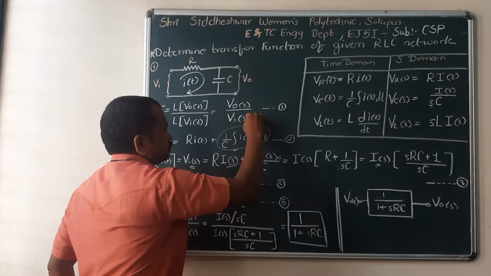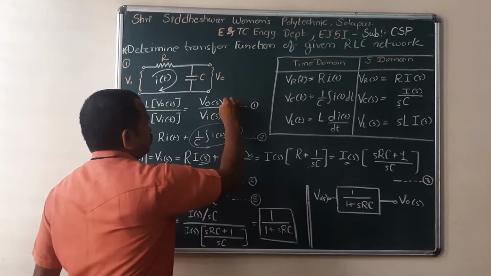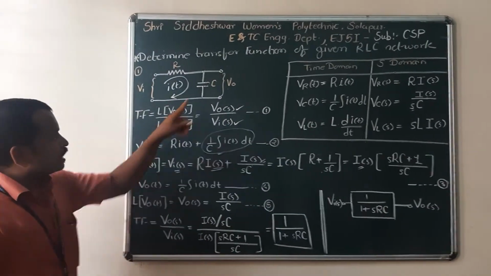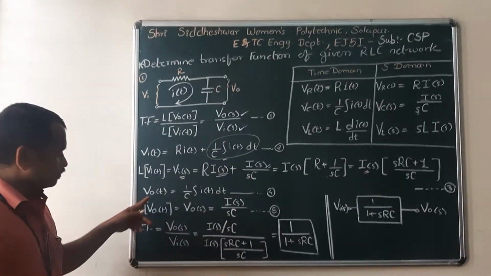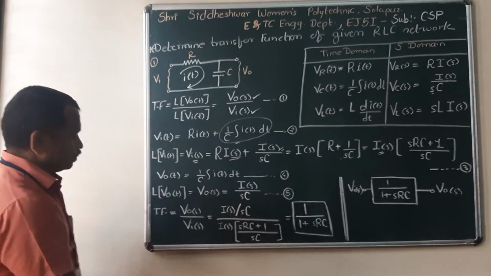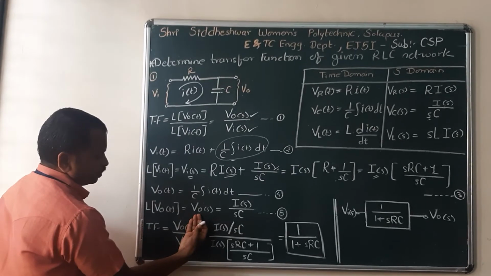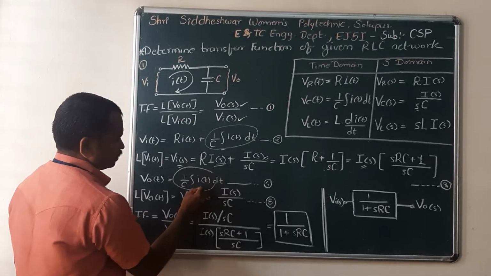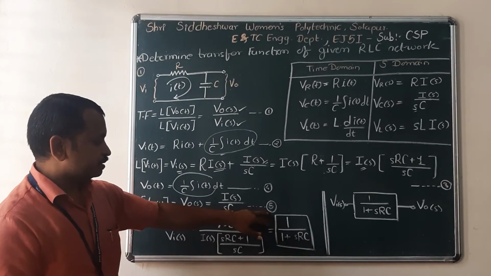Now VI of S we found. Now we have to find VO of S. First, VO of t in time domain. The voltage across C acts as the output voltage. The output voltage becomes 1 by C integration of I of t. To find its S domain, the Laplace of VO of t becomes VO of S is equal to I of S divided by SC. So it's the fifth equation.